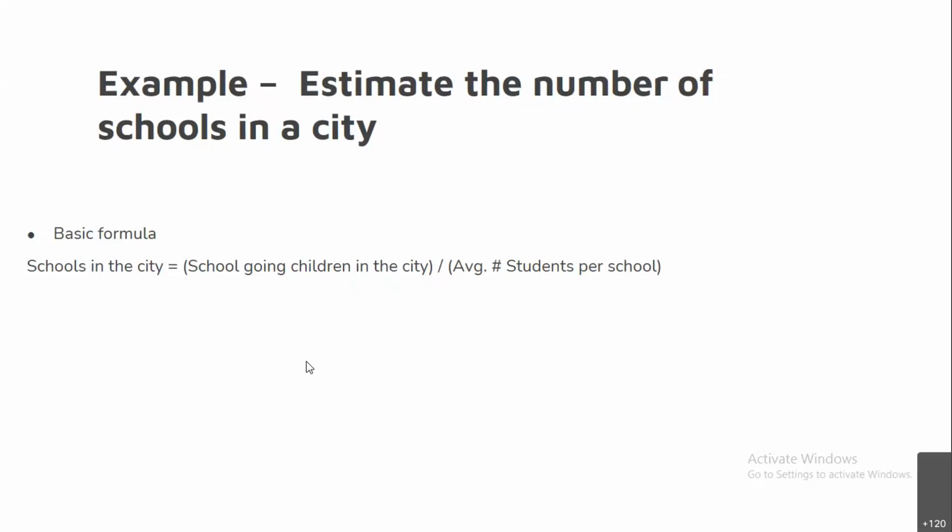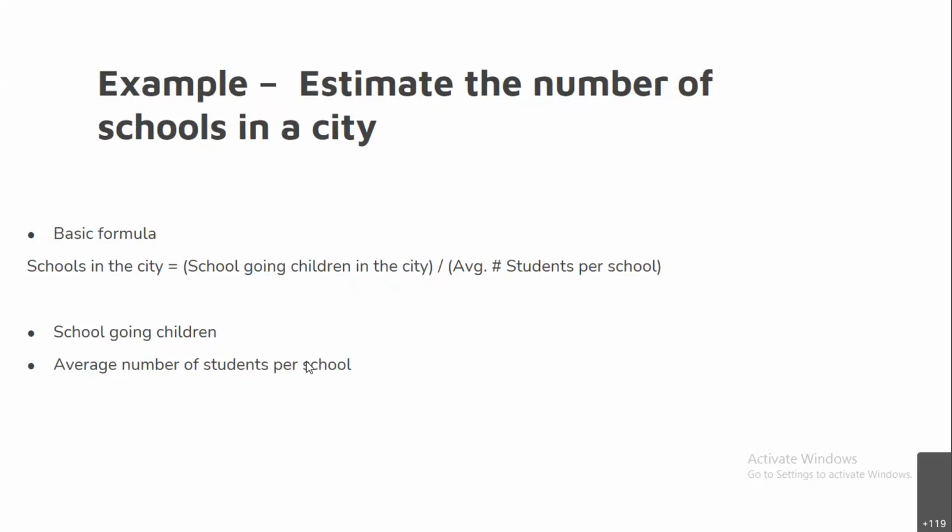And the average students per school is what determines how many schools you need for that number of children. So this would probably be the explanation on why you are going to take this approach. Once that happens, the two variables that you're going to have to estimate would be school-going children and average number of students per school. Now, school-going children is your standard population set question.